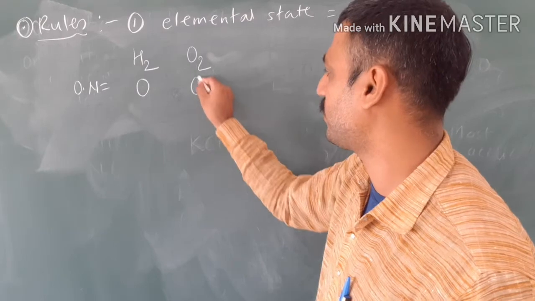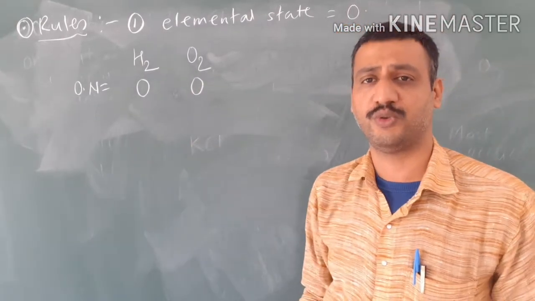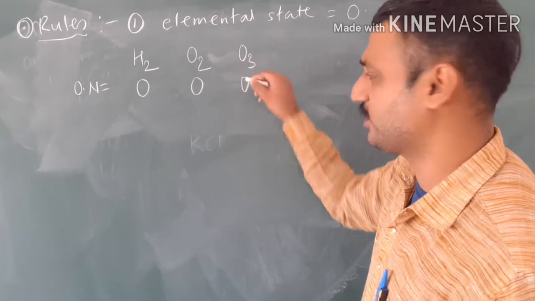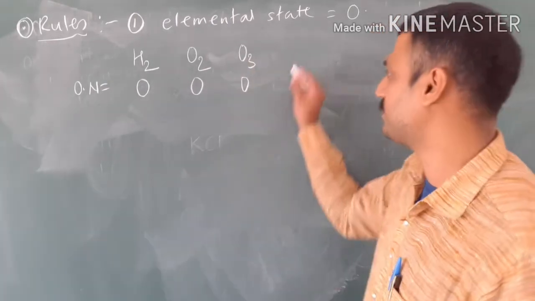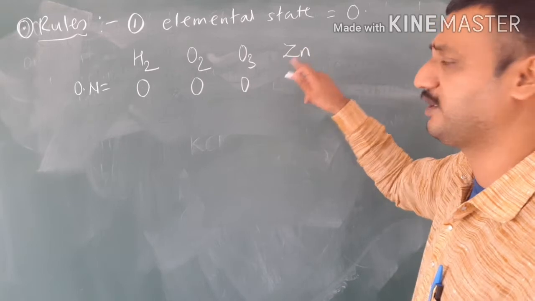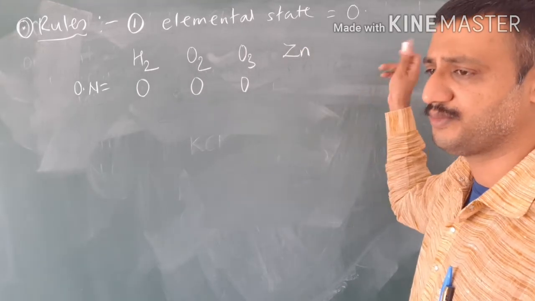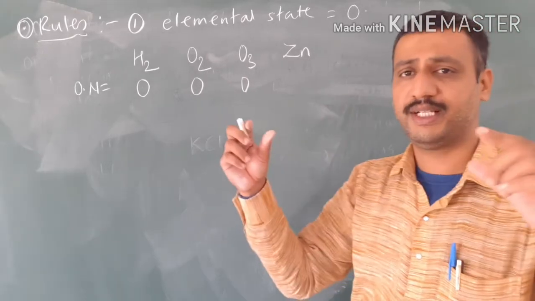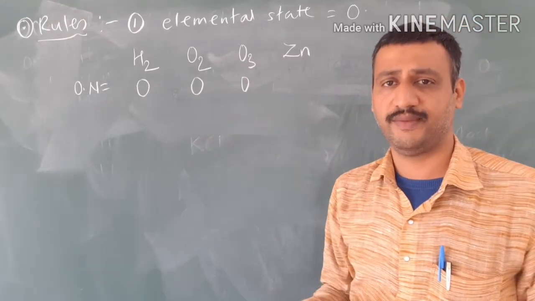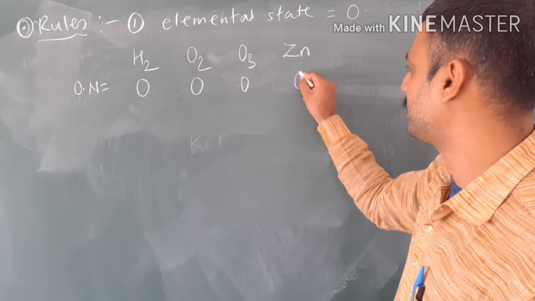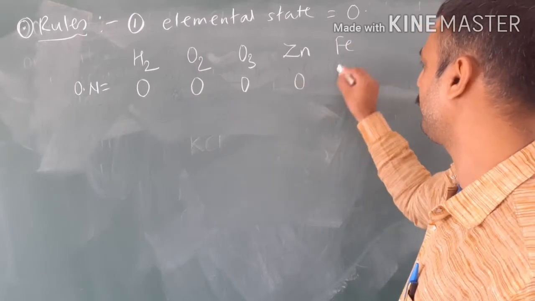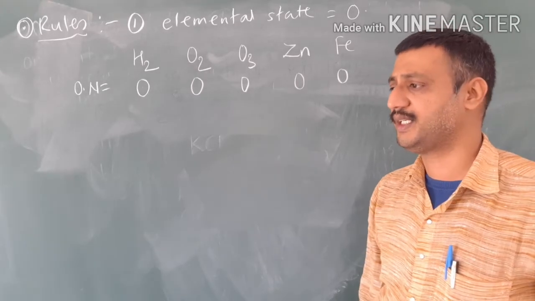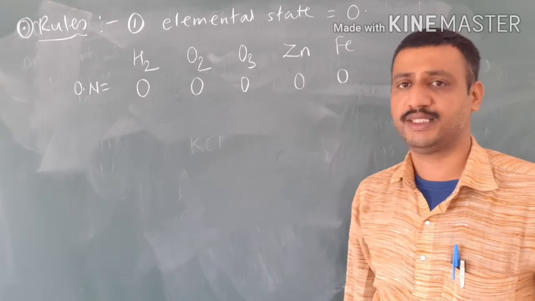The elemental state of oxygen is O2, so the oxidation state of oxygen in O2 is 0. The oxidation state of oxygen is also 0 in O3. Suppose we write the equation zinc plus HCl forming zinc chloride and hydrogen gas. In that case also, isolated zinc, a zinc rod, is available to us. So the oxidation state of pure zinc and of pure iron is 0. If a substance is in its elemental form, its oxidation state is 0.